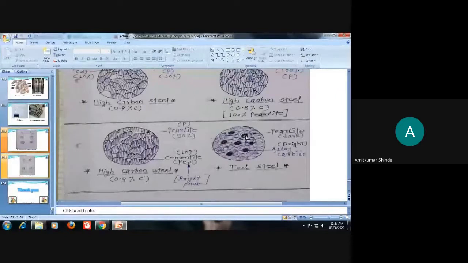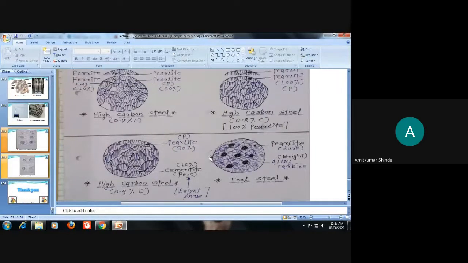It may be chromium carbide, or it may be other carbides formed by vanadium, molybdenum, whichever alloying elements you have added in that tool steel. Depending on that, carbides will be there. Sometimes they may ask you the microstructure of tool steel. You just have to draw one circle, in that dark phase perlite, and show some bright spots, and those will be termed as the alloy carbides. Okay, bright spots are there.